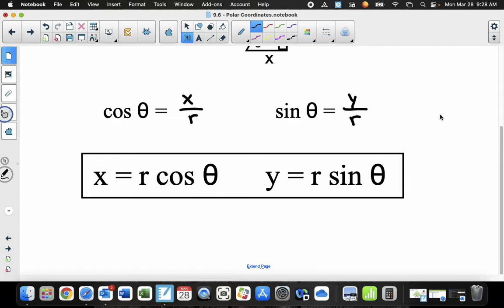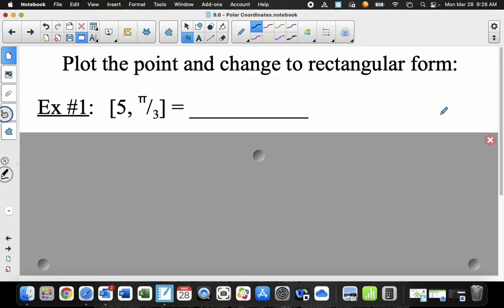And remember, since we're starting in polar coordinates, you'll already know r and theta. All you have to do is plug them in and find the x-coordinate, and plug them in and find the y-coordinate. But this is just coming from right triangle trigonometry. I wanted you to understand the background behind it. All right, let's do an example so you can see it at work.